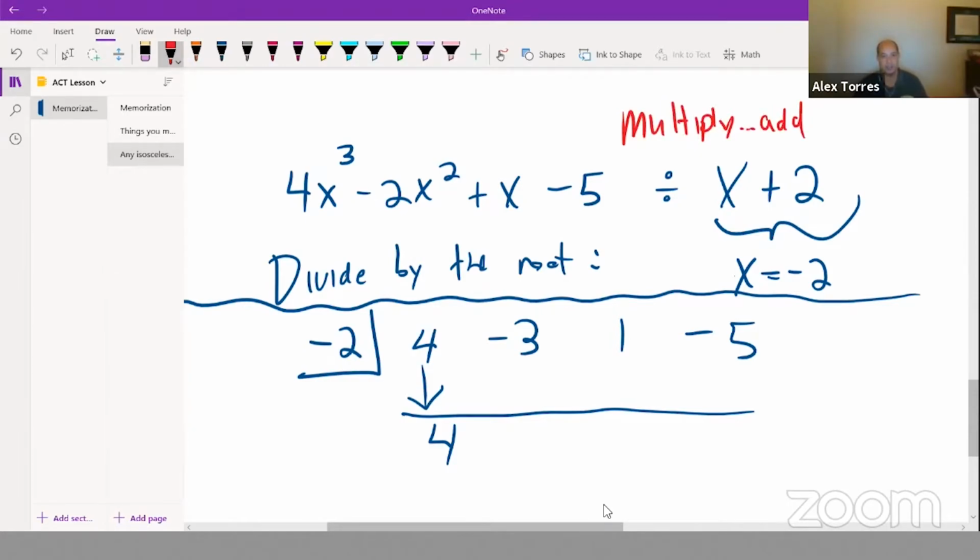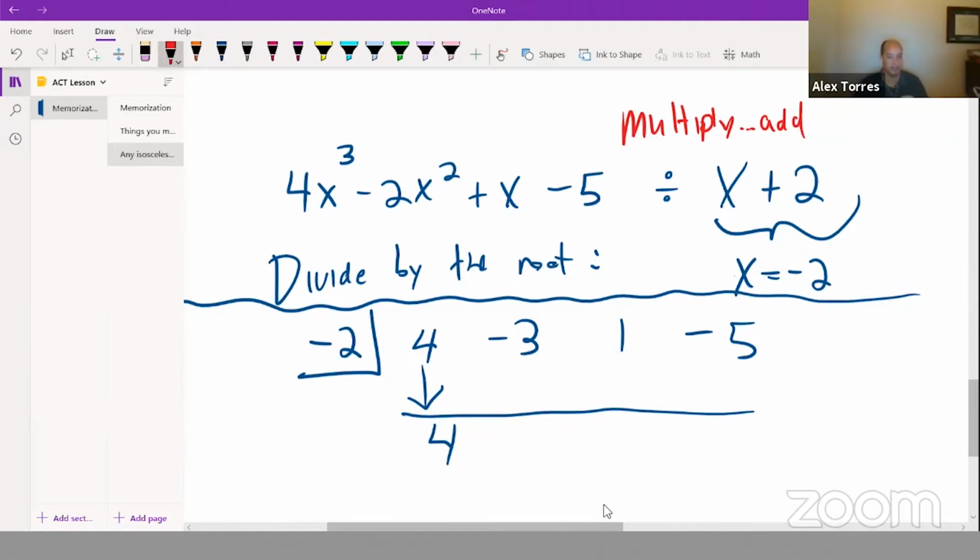I like to go to Kuta Software, K-U-T-A software.com, and put in the name of any of these. So if you go to Kuta Software on Google, just type in K-U-T-A and synthetic division, you'll get a whole worksheet full of problems on this with the answers, and you can work them out. But anyway, this is what you would be doing there.